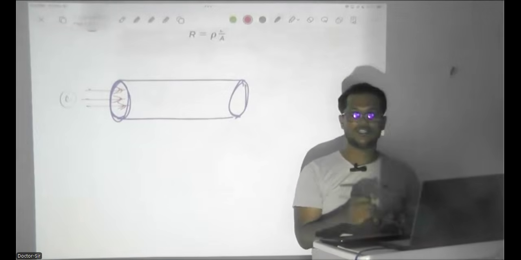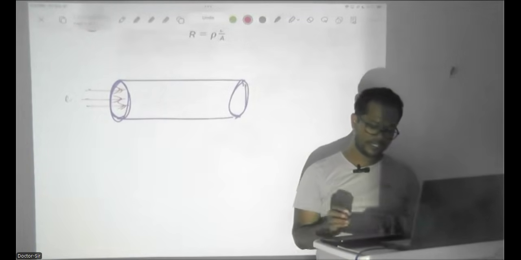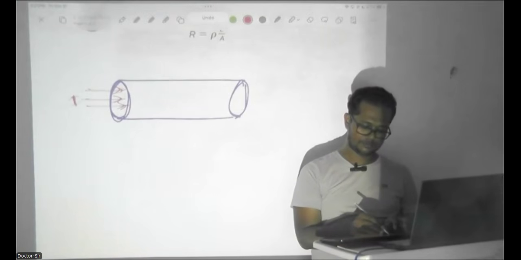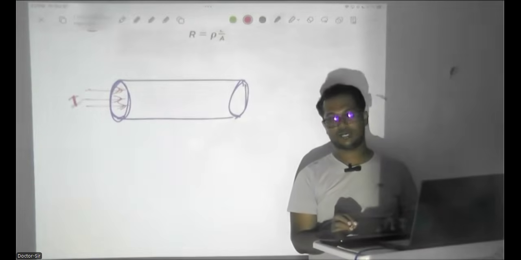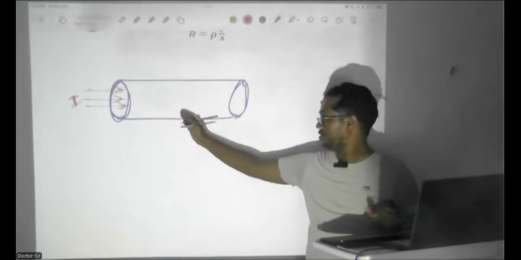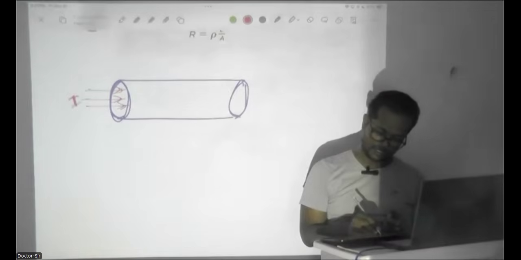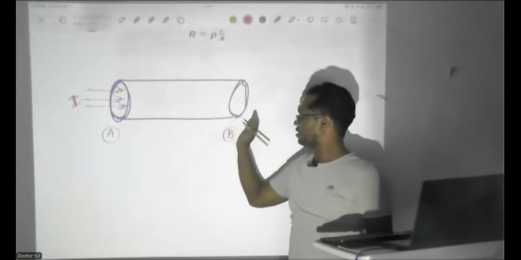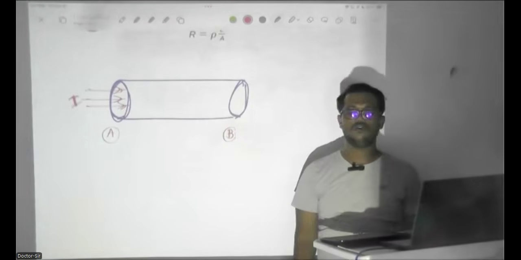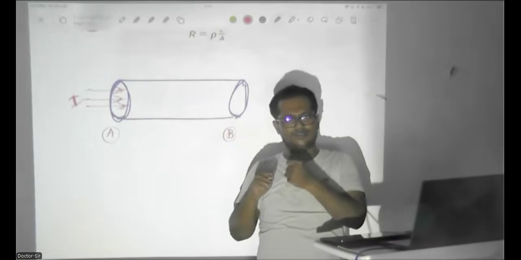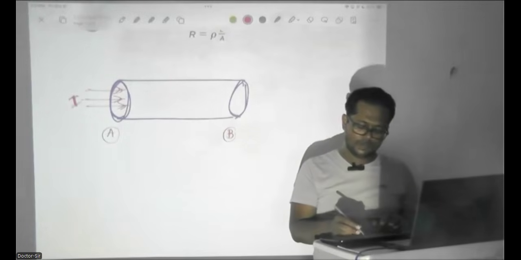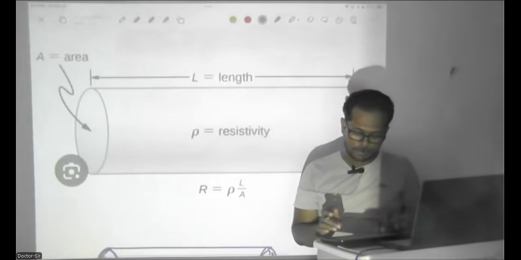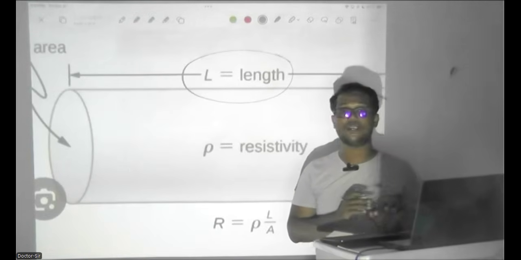We will give some potential difference, so think of it as some amperes. We will give some current here, and it will be transmitted to this end. Think of the ends as A to B. So I give some current and it is transmitted from A to B. The resistance inside this conductor will depend on a few factors. First, it will depend on the length.